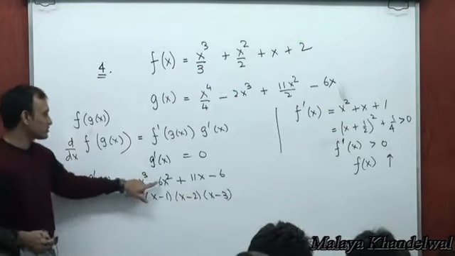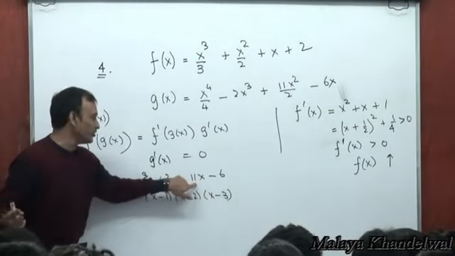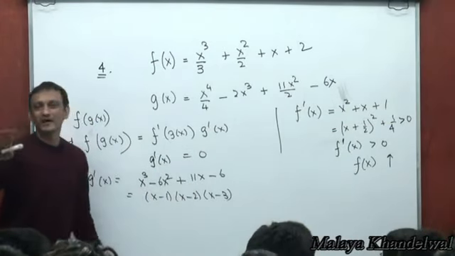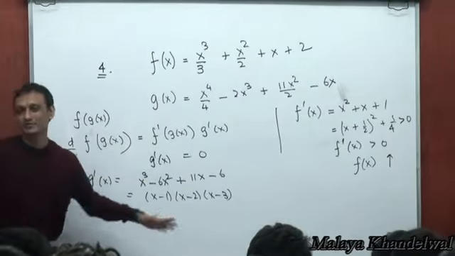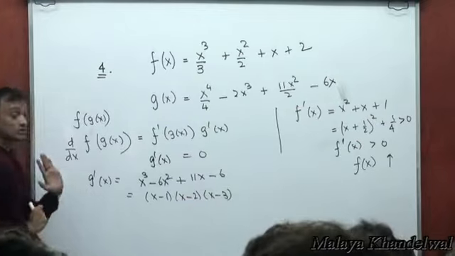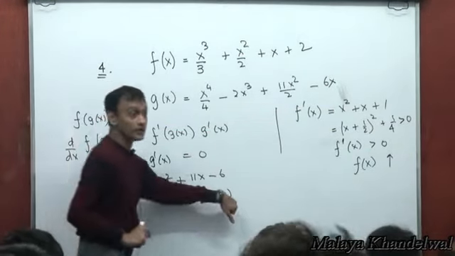I mean, this is out of inspection because this is 1 plus 2 plus 3, the sum of the roots. This is 1 into 2 into 3, and then you know that you don't have to check for this. Chances are that 1 into 2 plus 2 into 3 plus 3 into 1 would be 11, right? So in any case, g dash x vanishes at x equal to 1, 2 and 3.